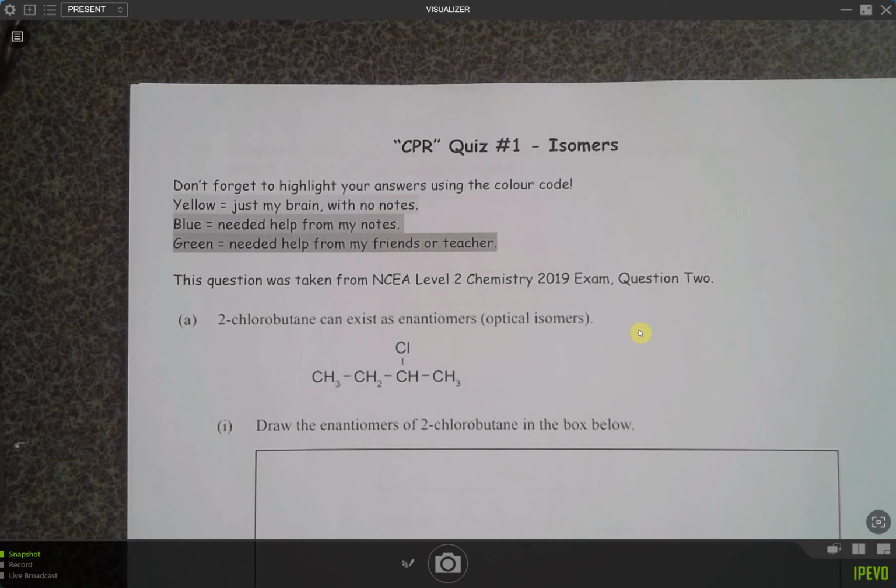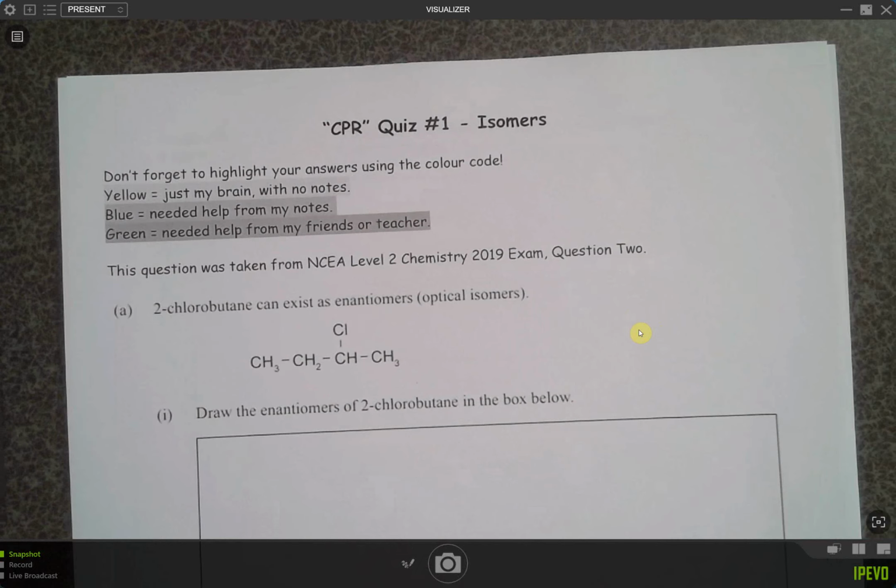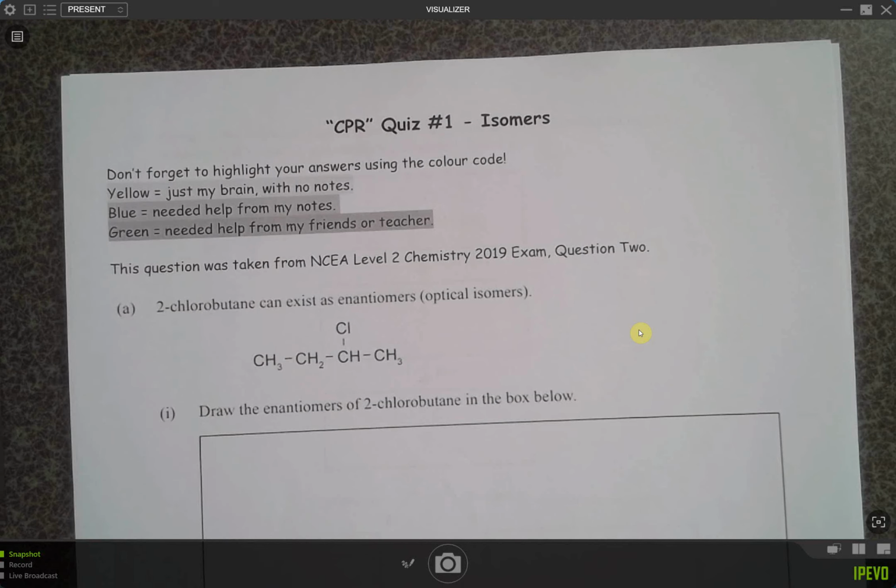All right, cool. So let's just go through the answers to the first quiz, which was on isomers. I'm not going to go through it in full detail with the Achieve, Merit and Excellence. The main thing for me is to show you how to process the question, because you do have a link to the answers on the NCEA website.